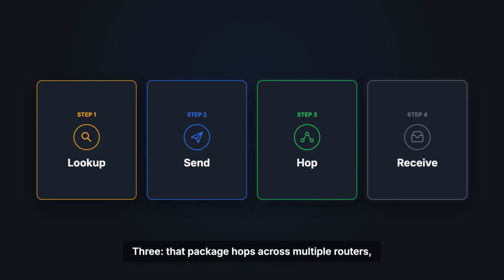3. That package hops across multiple routers, like the sorting centers in our analogy, until it reaches the actual computer, the server, hosting that website. 4. The server sends the web page back the same way, and your browser assembles it into the page you see. Lookup, send, hop across the network, receive and build the page. That's the whole shape of it. Now let's open up what's actually inside each of those 4 steps.